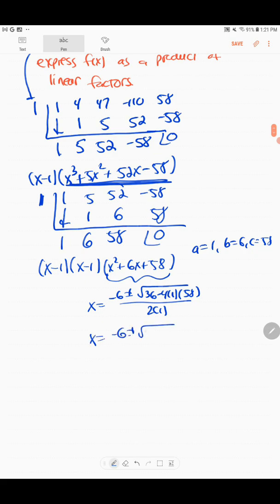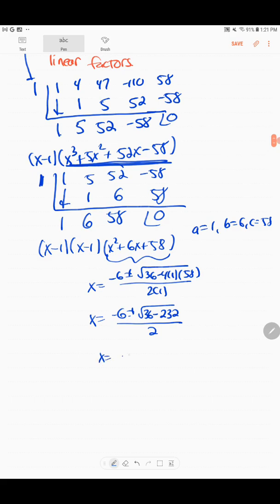Let's see, we're going to get 36 minus 232. Let's see, when we subtract that, we get minus 196. Notice these last 2 zeros are going to be complex because of the minus sign there.